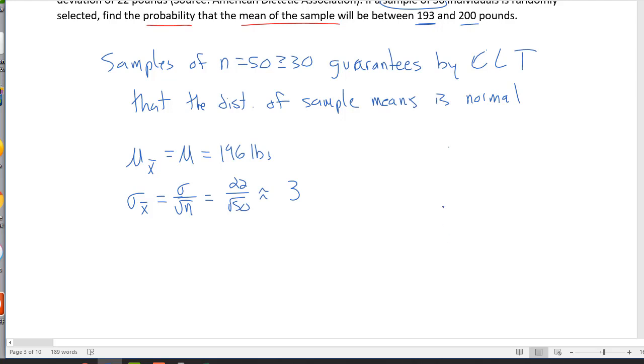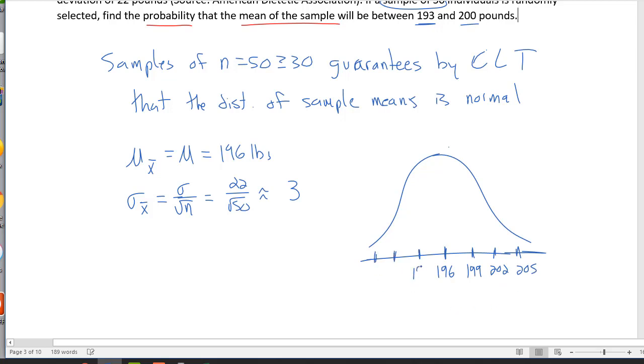Now, just like in the prior two problems, I'll do a rough sketch of my distribution of sample means. Here's the mean of my distribution of sample means, and we're getting 3 as the standard error. So if I add 3, add 3, add 3, I'm going to get 199, 202, and then 205. And then subtract 3, subtract 3, subtract 3. So I'm going to get 193, 190, and 187.